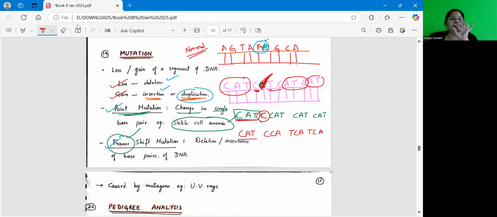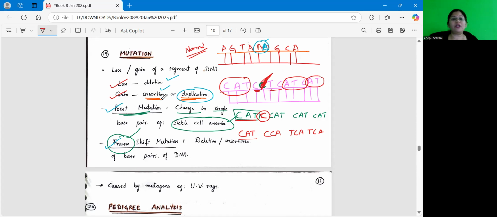So whenever the reading pattern or reading frame is changed due to insertion or deletion of nucleotides in the sequence of the DNA, then we call it frame shift mutation. Clear? So we have two types of mutations, point mutation and frame shift mutation.